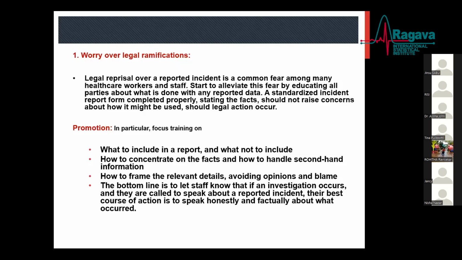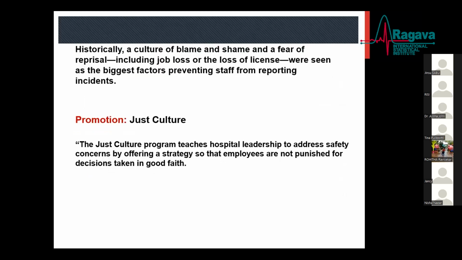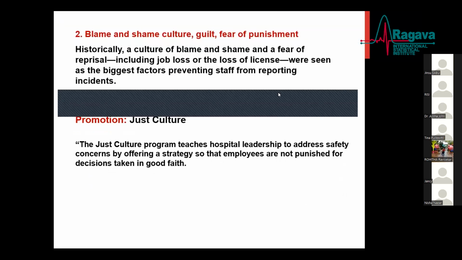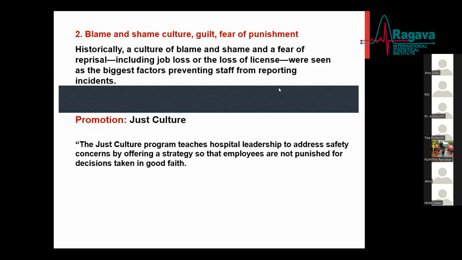The best incident course of action is to speak honestly and factually about what has occurred. The second is blame and shame culture, guilt and fear of punishment. Historically, a culture of blame and shame and fear of reprisal, including job loss and loss of licenses, were seen as the biggest factor preventing staff from reporting any incidents. So we have to promote the just culture.